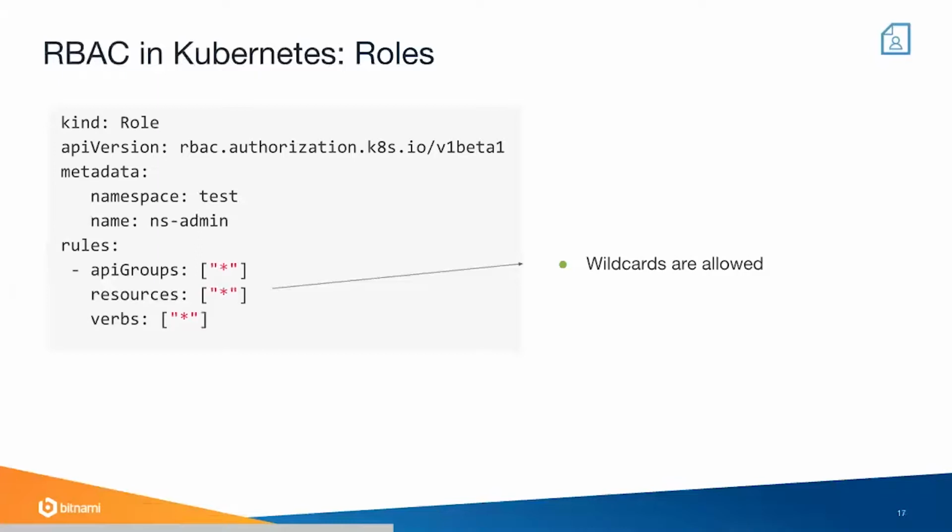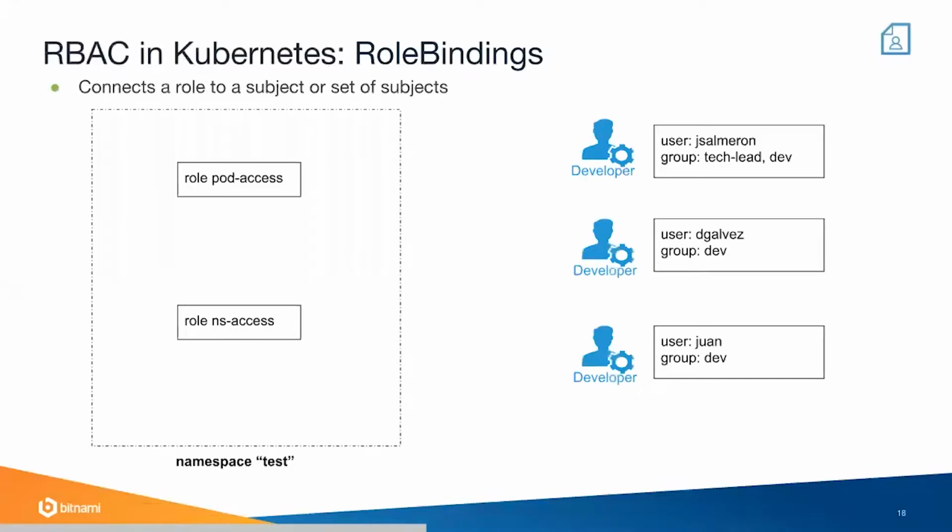Okay, so now we have connected resources and operations. Now there's one element missing, which is the users, which is the subjects. There's a second API object called role bindings, and it will connect roles with users. And we said that roles are resources and operations. So with that, we have everything connected. We created two roles before, the one to read pods and the one that could do everything, right?